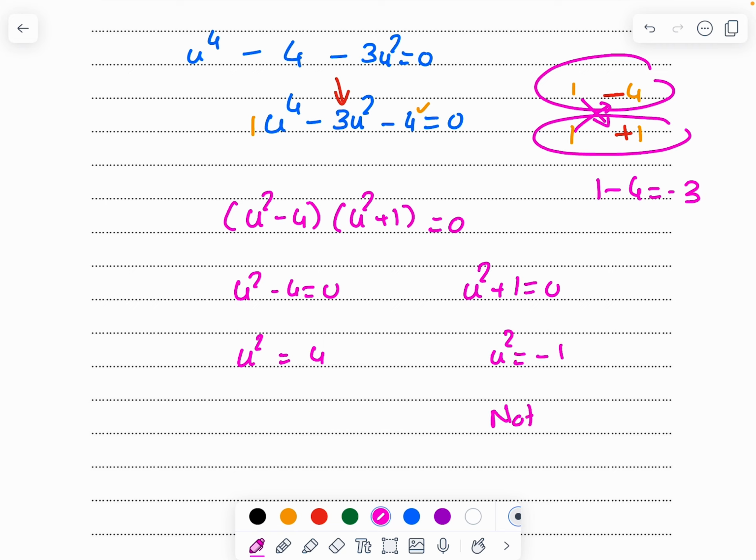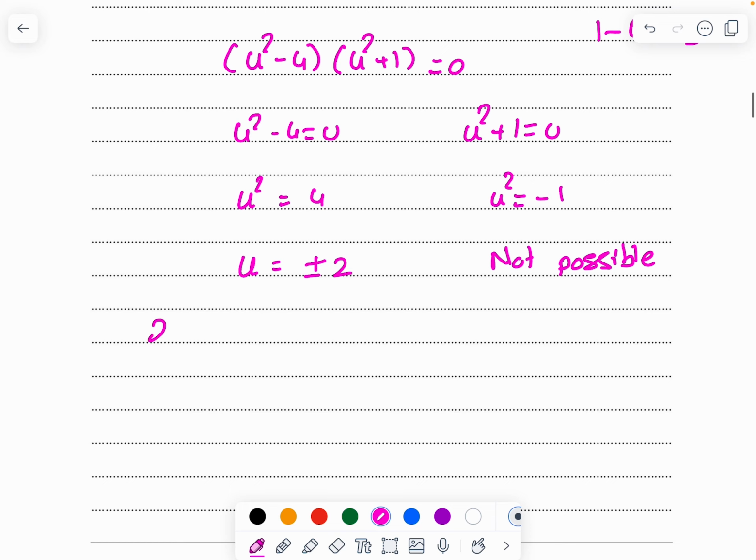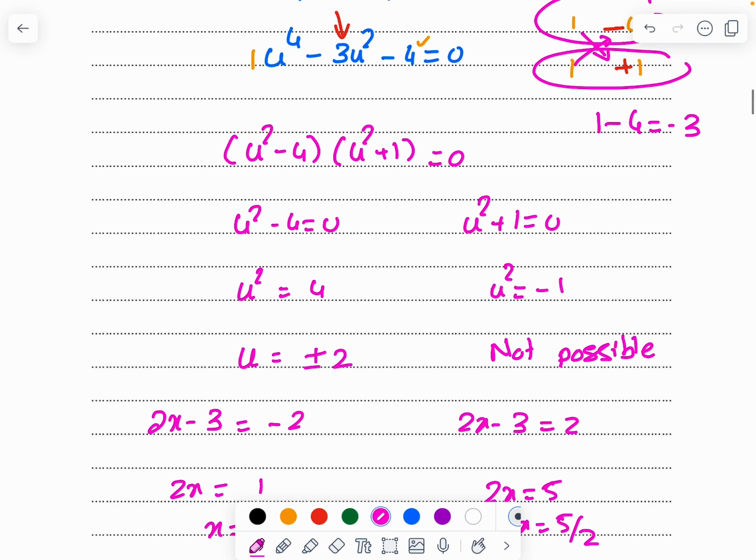For the present moment, it is not possible to get a negative answer. When we go to P3 and so on, we will be trying to do that. But as of now, u square equals negative 1 is not possible. u square equals 4, so u equals square root of 4, which is plus or minus 2. What is the u value? 2x minus 3 equals either minus 2 or plus 2, which gives me 2x equals 1, x equals 1 upon 2, and 2x equals 5, x equals 5 upon 2. This is going to be the answer for the first question.